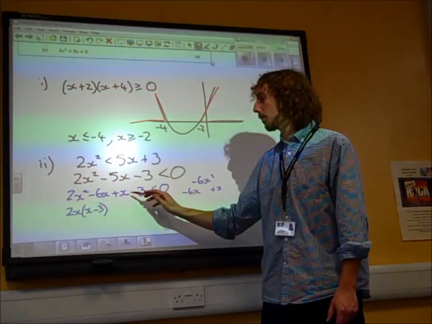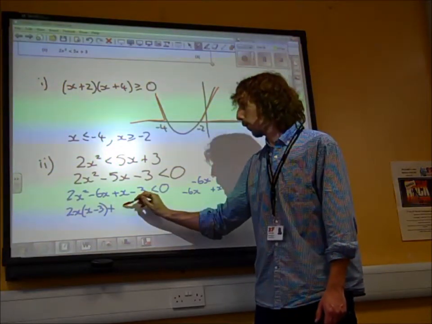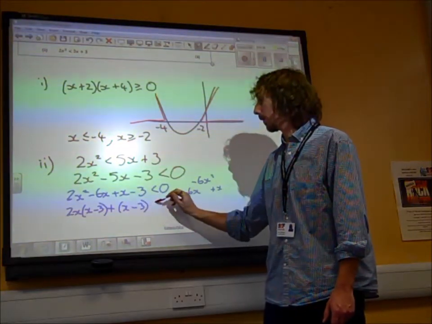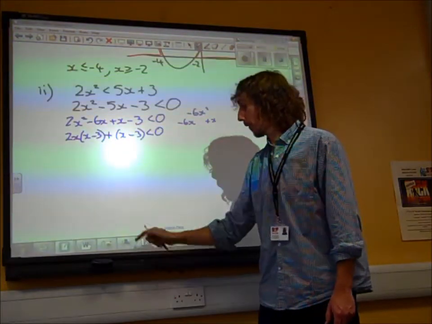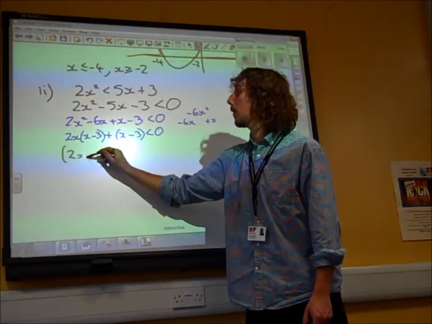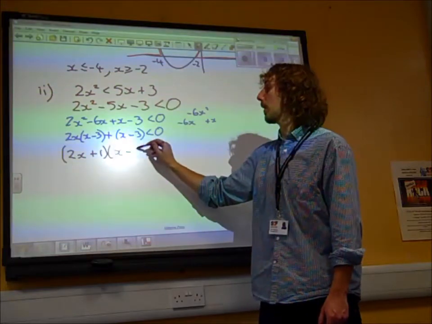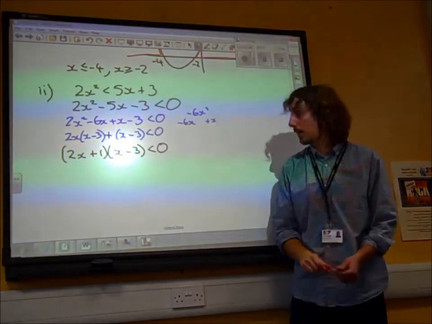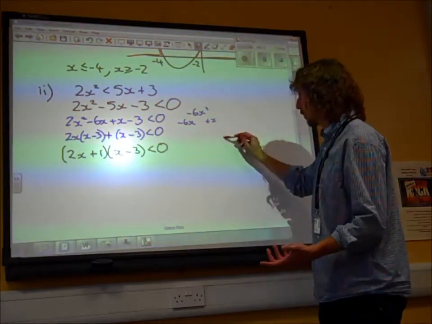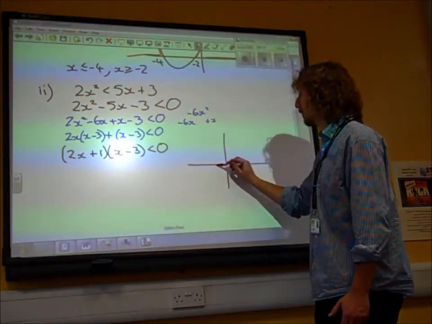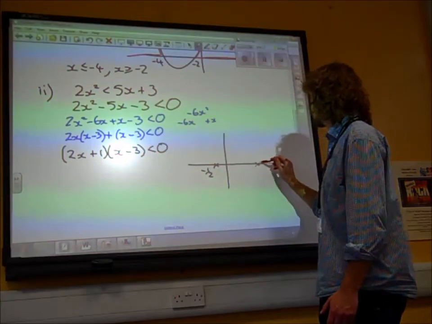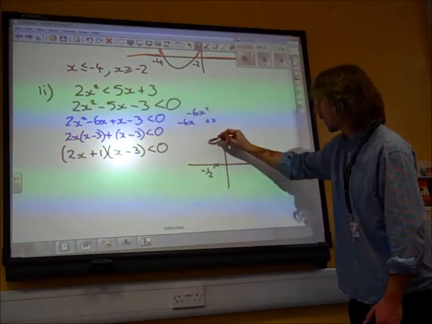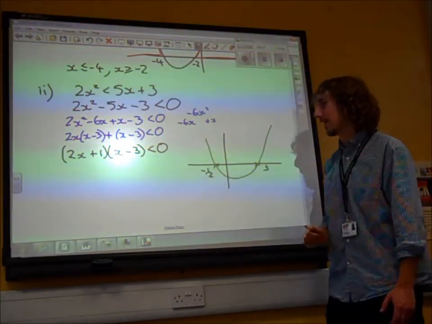And we've got just a factor of 1 of those two terms, haven't we? So it works out as being 2x plus 1 times x minus 3. And you may have got to that quite a bit quicker just by looking at it. We now can draw our graph again. Quick sketch, minus a half, plus 3. So the graph goes like that.